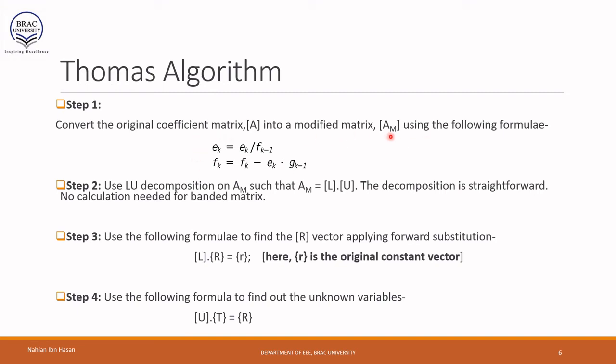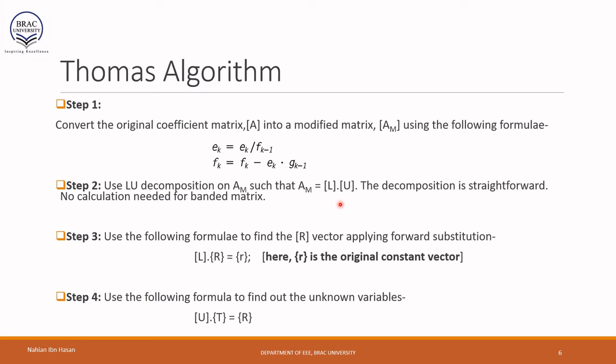Once we get the modified matrix, we decompose the modified matrix using LU decomposition. So in the original LU decomposition method, we converted the original A matrix, the coefficient matrix, into the L matrix and U matrix. But now first we have converted the original matrix into a modified one, and then we use the LU decomposition technique to decompose the modified matrix into the lower triangular matrix and the upper triangular matrix. So that's the difference between the Thomas algorithm and the LU decomposition technique.